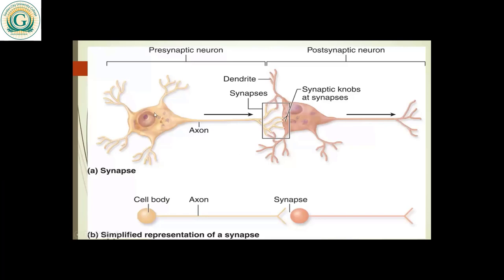Okay. So just to better explain, we are saying the neuron transmitting the impulse is the presynaptic neuron, and the one receiving the impulse is the postsynaptic neuron. Between them, you have the synapse where there's release of neurotransmitters to continue the transmission of impulse.